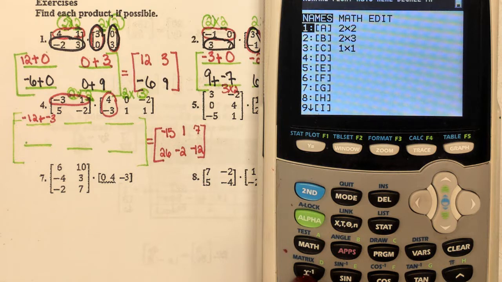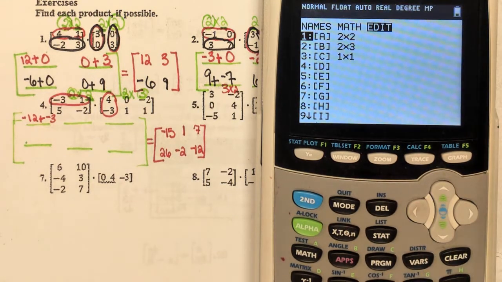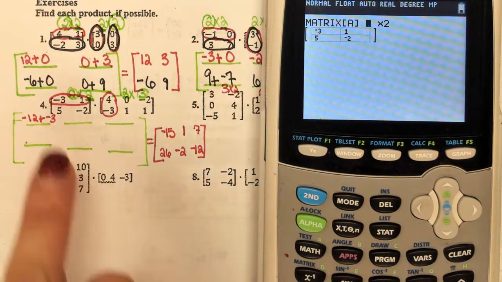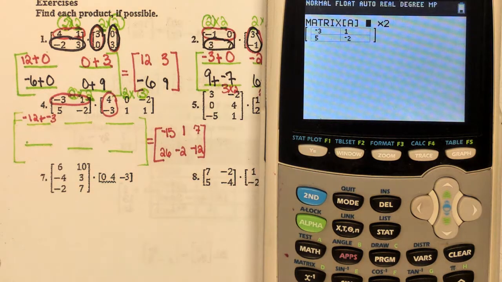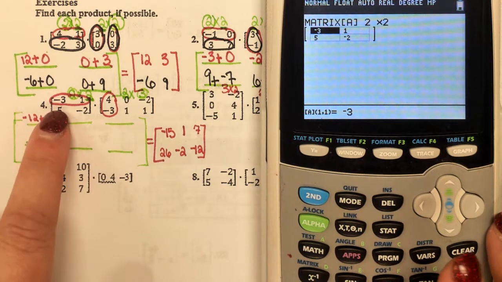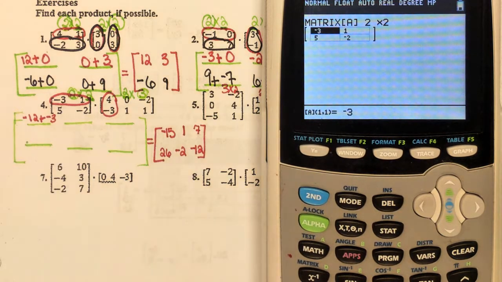Wait, what problem are we on? Alright, so we go second matrix. We go over to edit, right? And we hit enter. And what's the size of this first guy? 2 by 2. Alright, and then we type all these numbers in: -3, 1, 5, and -2.